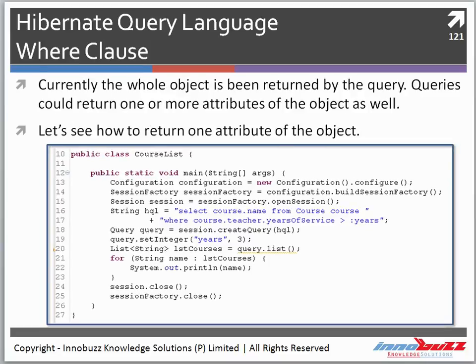So far, the HQL used before gets the whole object. We could also return one or more specific attributes of an object. This is achieved using the select part of the HQL. As you can see on the example, we're selecting the name attribute of the course object to be returned by the query. Then, on line 20, notice that the list did not return course objects. Instead, it's returning only a string with the course name.